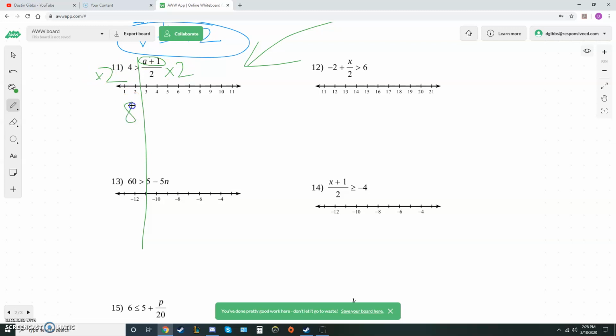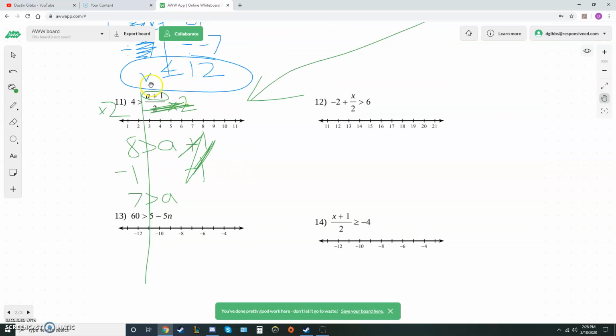So 4 times 2 is 8, greater than. These cancel out, so this a plus 1 drops down. Now, we need to subtract this 1, because we want the variable by itself. Cancels out. 8 minus 1 is 7, greater than a. Now, if you notice, compared to the earlier one, notice here that the variable is on our left. Now, with equations, it really doesn't matter which side they're on, but with inequalities, it does. Inequalities, when you finish, you always want the variable on this left side of the symbol.